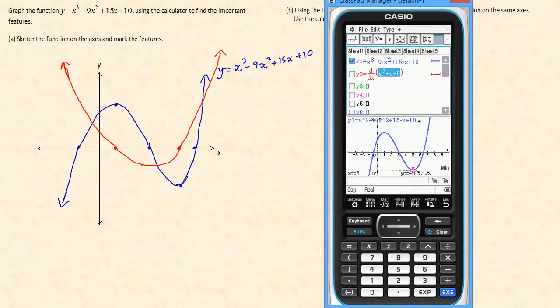So let's see what we've got with the calculator. So if I just copy this and paste it into here, and then we graph both of them, and you can see this is actually a perfect quadratic. Mine's not that good, but it does indicate the major features.